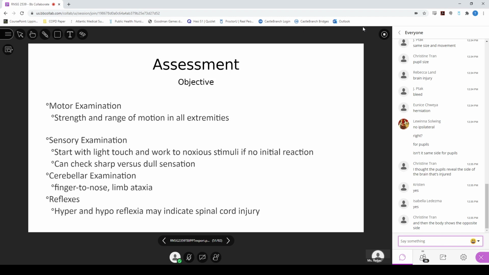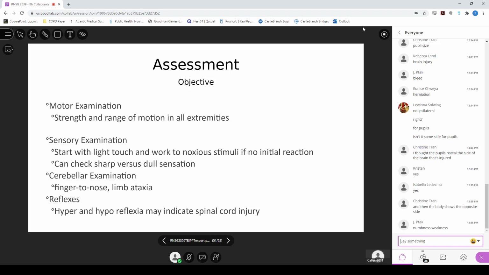What are other neuro signs? Sensory signs. What's anosmia?